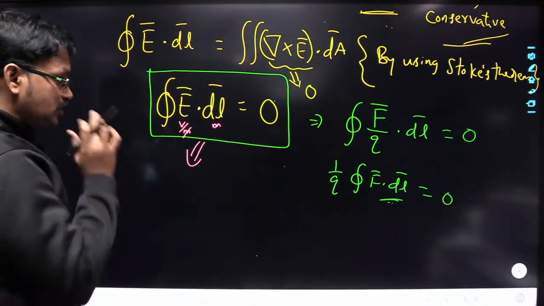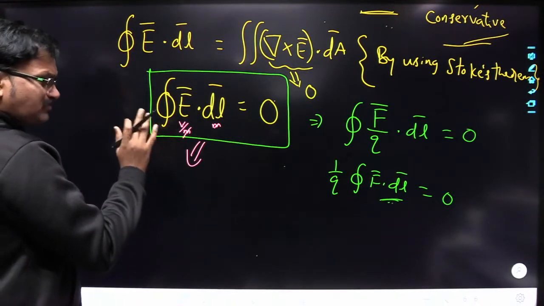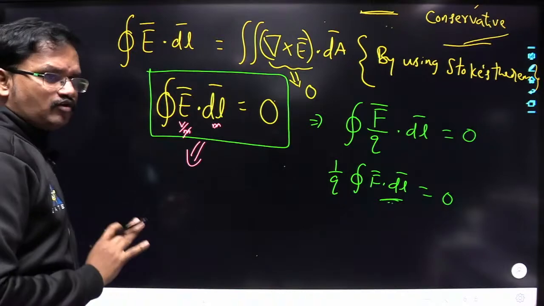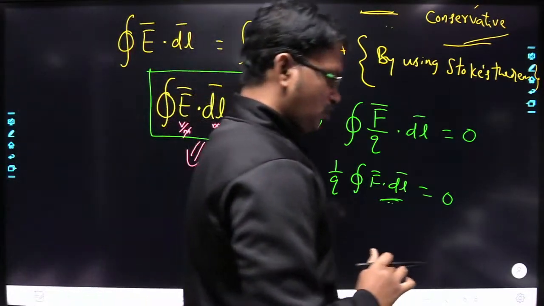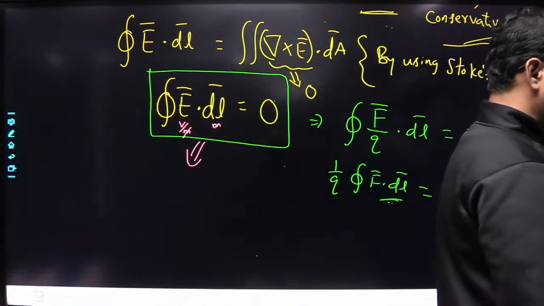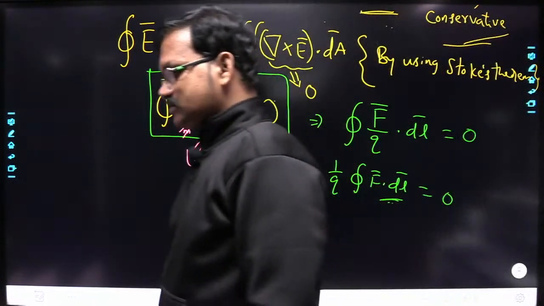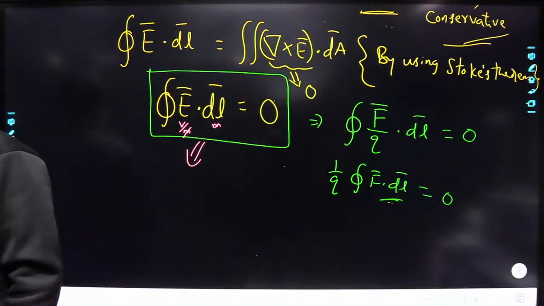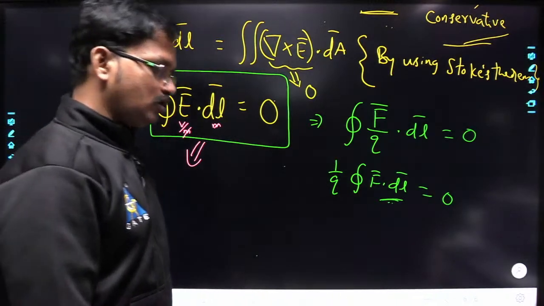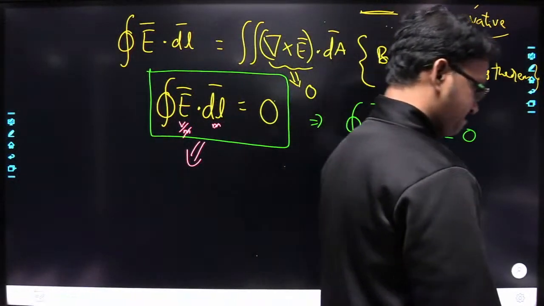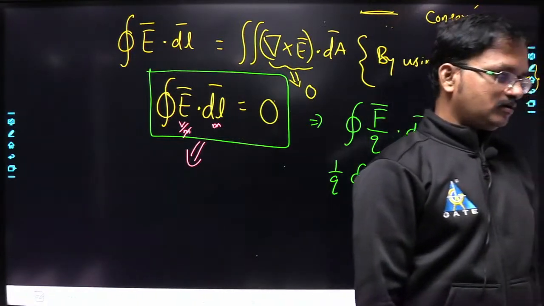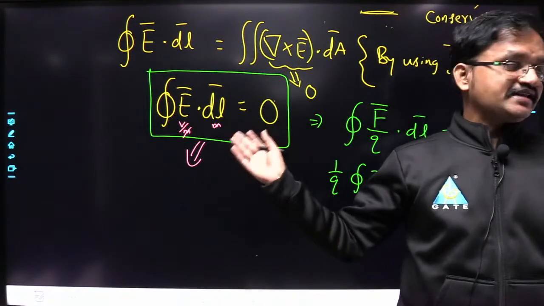Understood? So this equation, closed loop integral E bar dot dl equal to 0, is representing, it is saying, that the summation of all the voltages around any closed loop is equal to 0. Tell me here, so what is it saying, what is it representing?